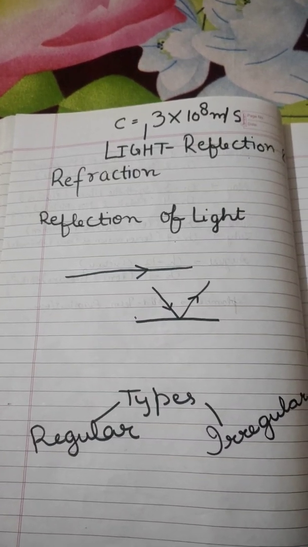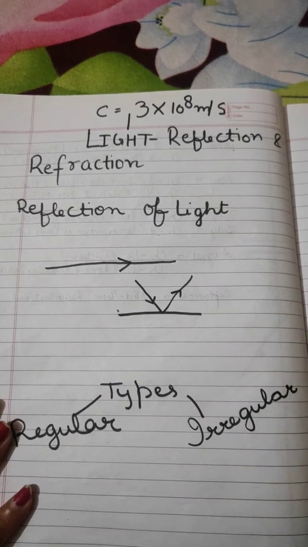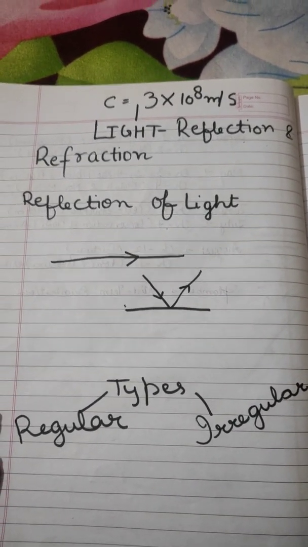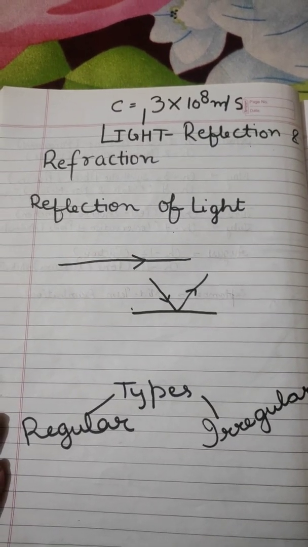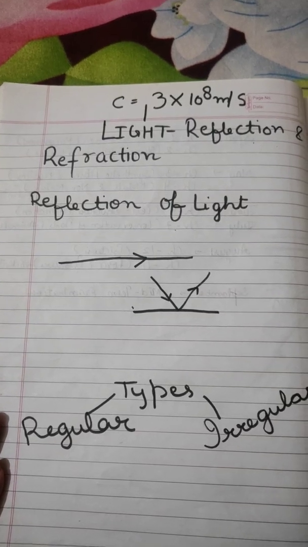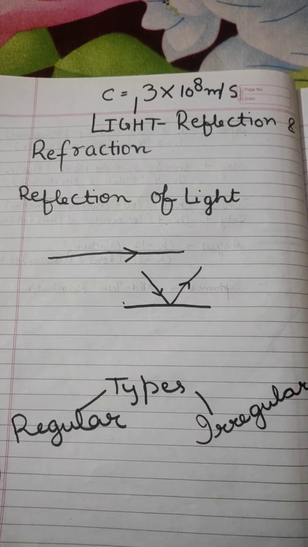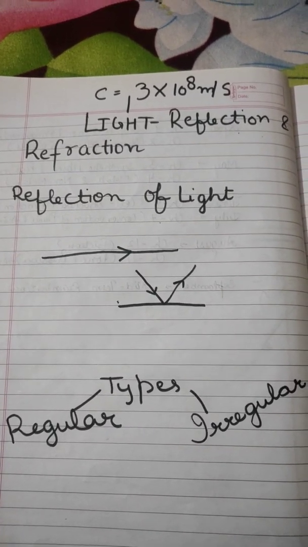So before starting this chapter, let's try to understand what light is, right? What is light? I have written here that let's try to think about what light is. See, light is a form of energy. It's that form of energy which doesn't require any material medium for propagation. That is, it doesn't require any medium in order to travel.